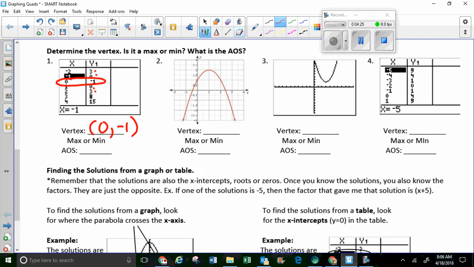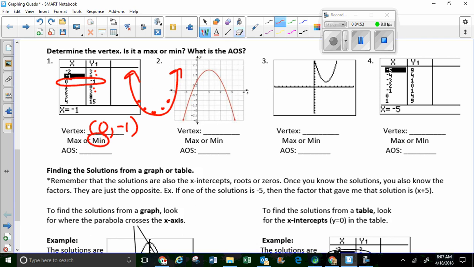Is it a max or a min? Well, if you look at it, it seems that my points, if I start at (0, -1), and then I go to (-2, 3), and then (-1, 0), and then (-2, 3), and I go to (1, 0), and then (2, 3). If you can kind of envision that, that's the bottom of my U, so that's going to be a min.